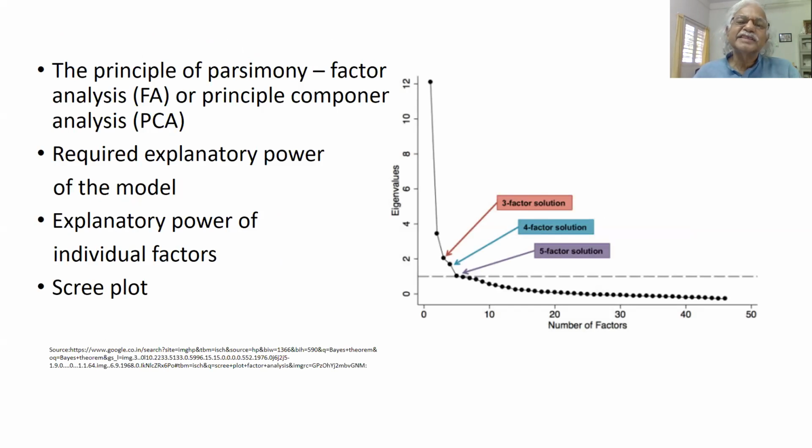The principle of parsimony suggests that the number of factors should be as low as possible. But the explanatory model must have good explanatory power also. You also look at explanatory powers of factors and draw the scree plot.